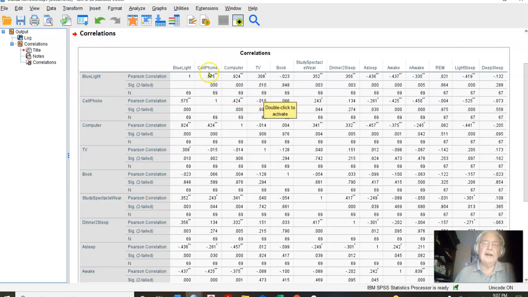Okay, you can see that this correlation right here between cell phone and blue light is significant, and there's a double asterisk, and it's significant at p less than 0.001. So each cell looks at the two variables, gives the correlation, its significance, and its n.